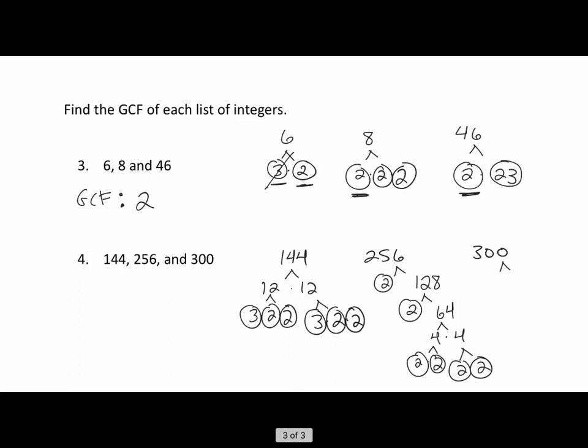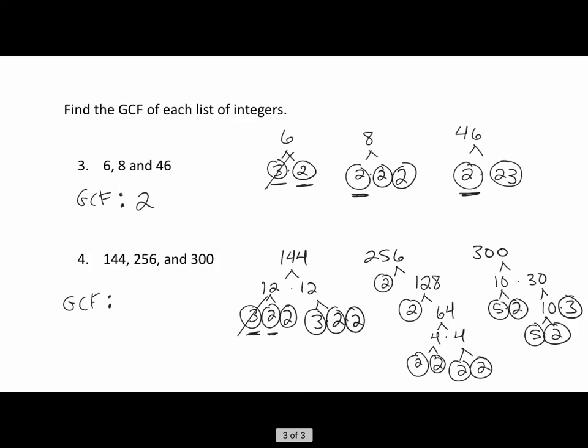Then prime factorization for our last number. 300 could be 10 times 30. 10 is 5 times 2. And 30 is 10 times 3. So that gets us our prime factorization of 5 times 2 times 5 times 2 times 3. Lots of factors here, but we need to see what factors are in common. So if I start with the first factor, 3, is there a 3 in 256 and 300? Nope. There is one in 300, but not 256. It has to be common to all.